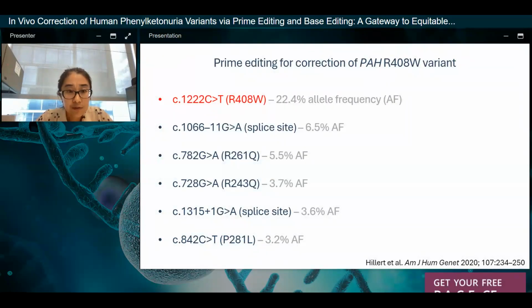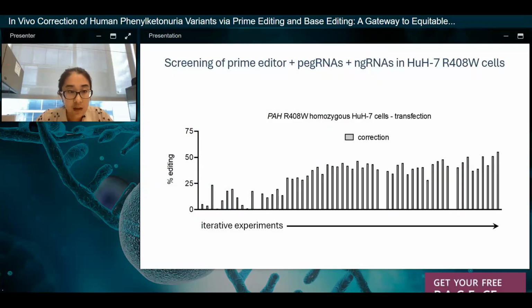I want to briefly shift gears and talk about prime editing for correction of the R408W variant, which we pursued in parallel with the base editing strategy as an alternative editing strategy. Using the same homozygous R408W cell line, we screened various pegRNAs and nicking guide RNA combinations for corrective editing of the R408W variant.